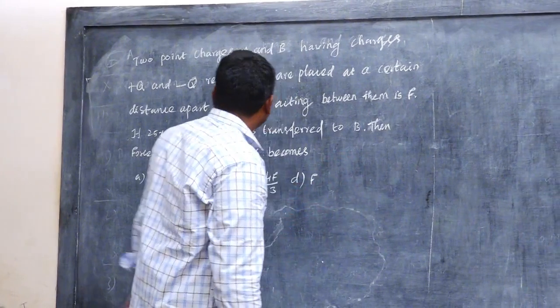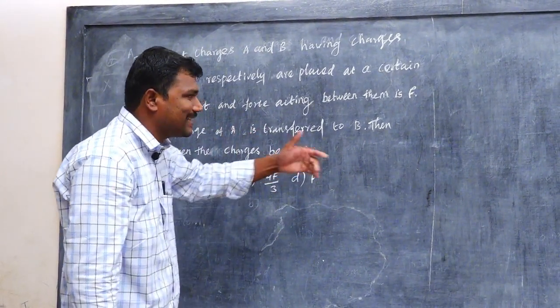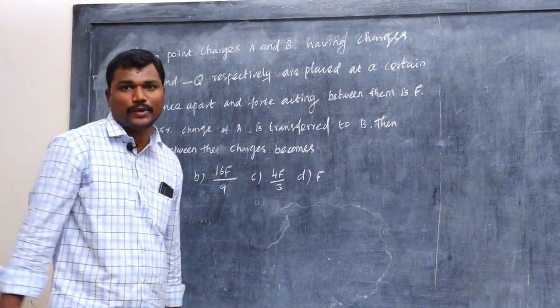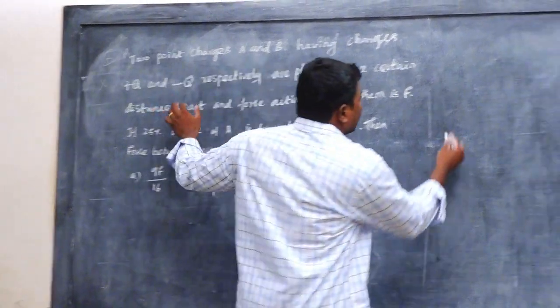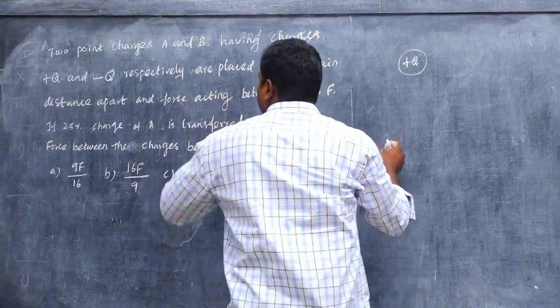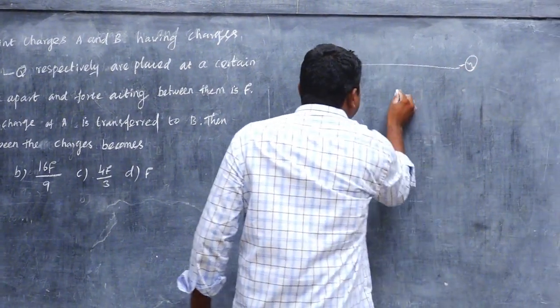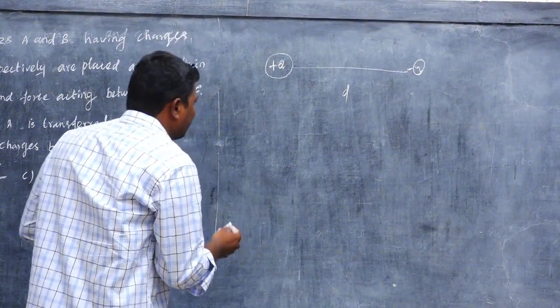First, what values are given? First draw the diagram, so you can easily understand and solve the problem and get the answer quickly. So 2 point charges: the first point charge is plus q, the second charge is minus q, placed at a distance D.